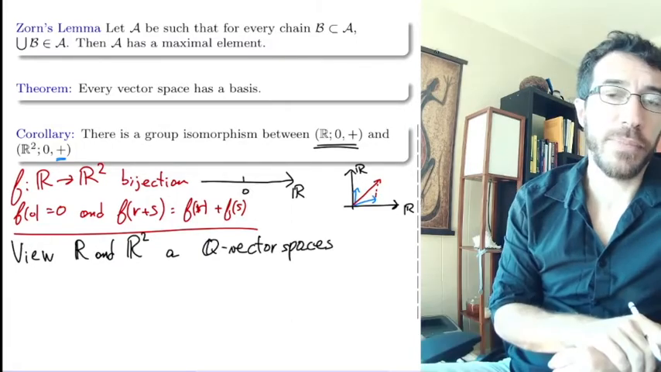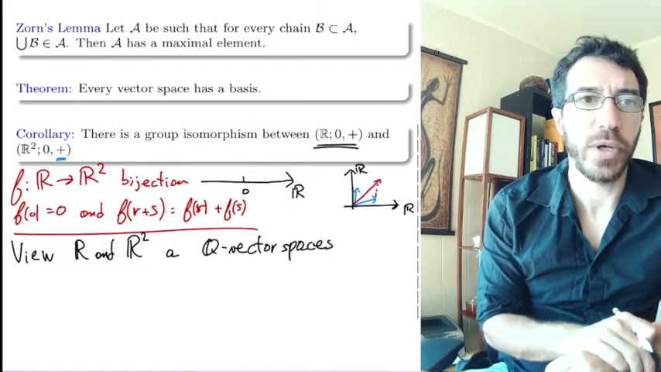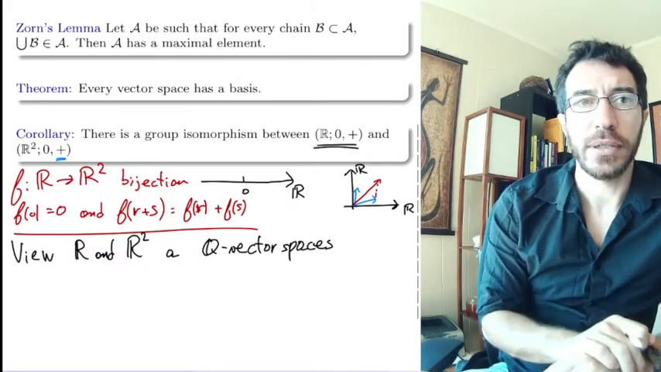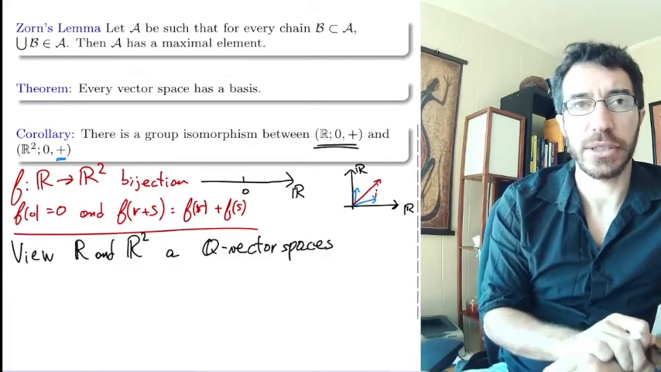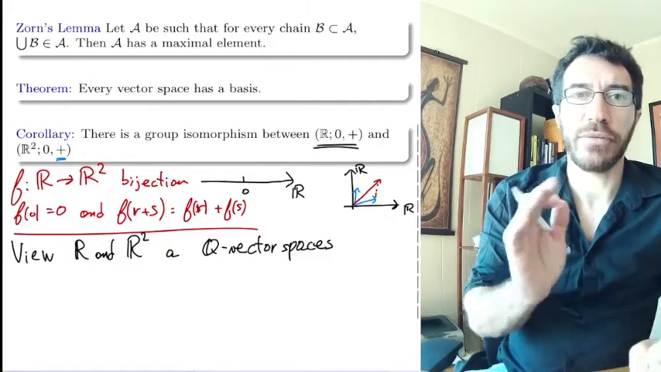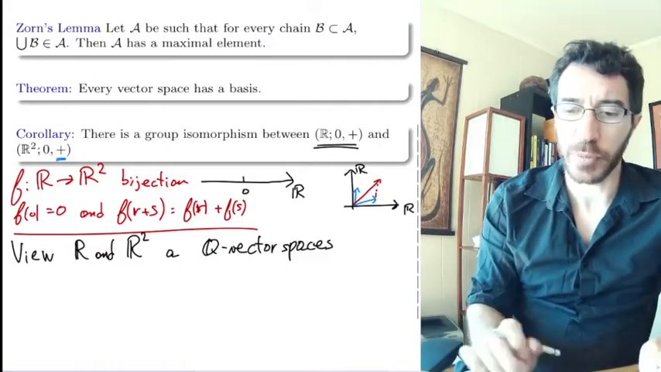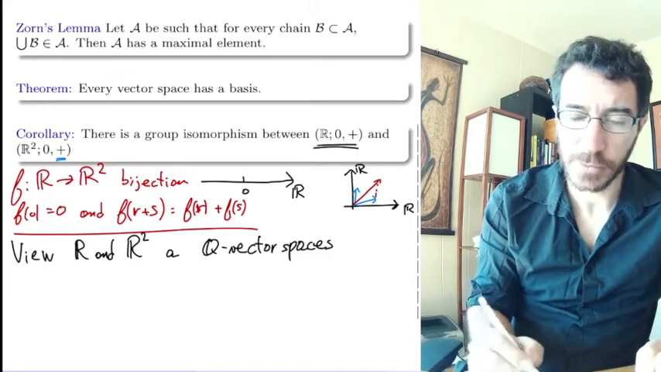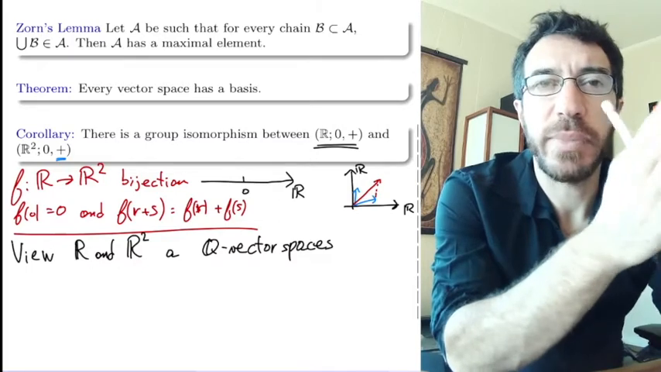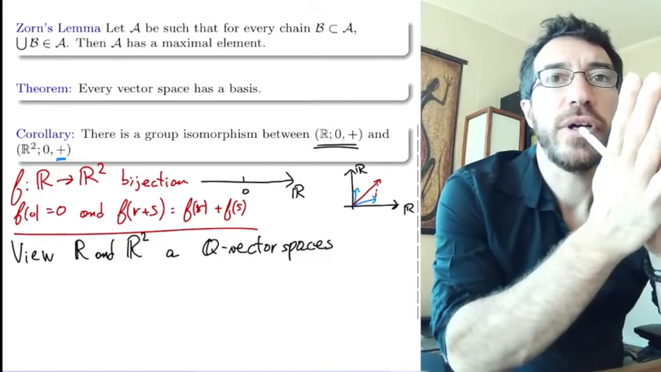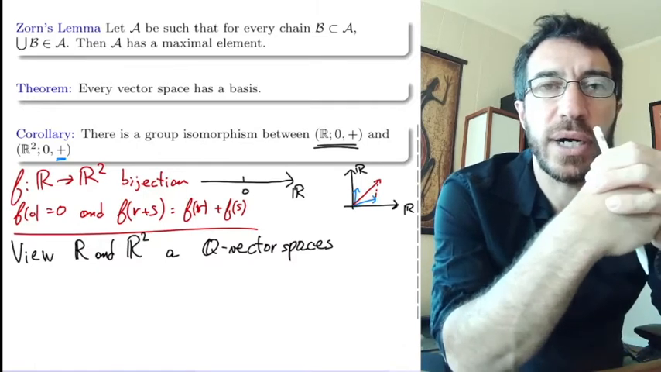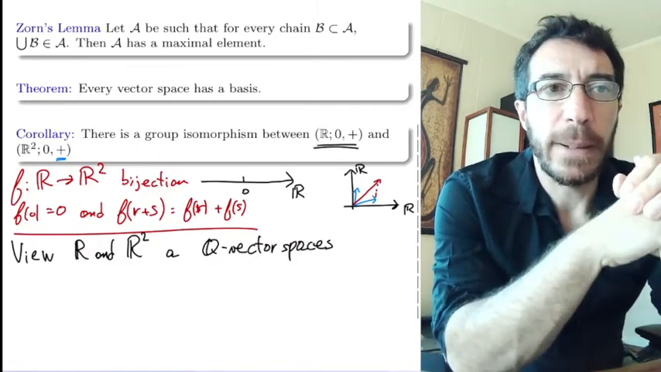Q is a field, and R and R squared are both Q vector spaces, right? You can multiply by elements of Q in the obvious way, and addition is the one just mentioned. So with that addition and scalar multiplication by elements of Q, you can view them as vector spaces, and they have the same dimension. What does it mean to be the same dimension? Well, to have a dimension means the size of the basis, right? So they both have infinite dimension over Q because there is no finite basis over Q that is going to give you R or R squared.